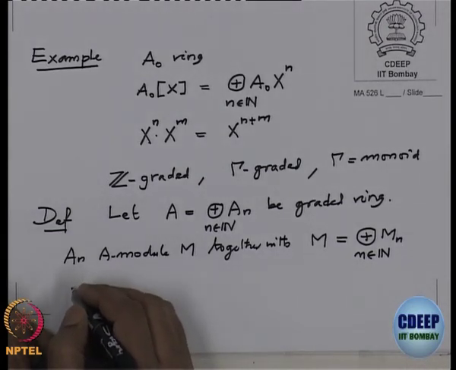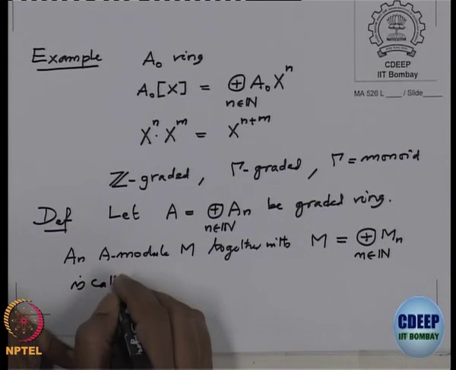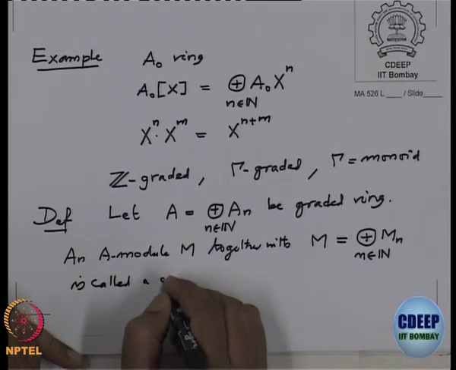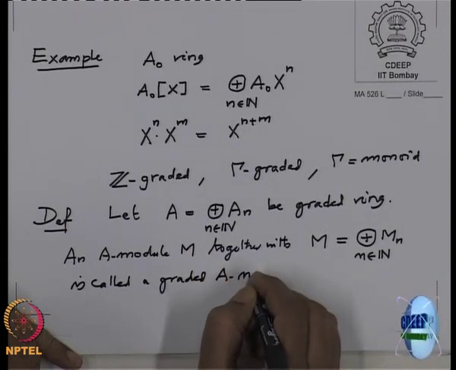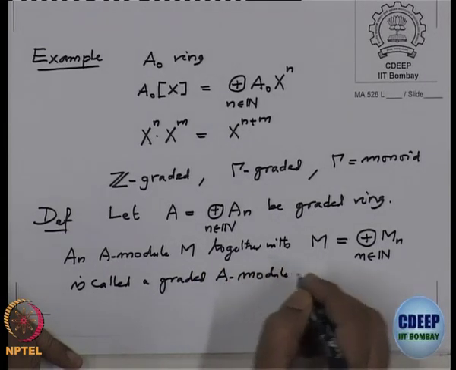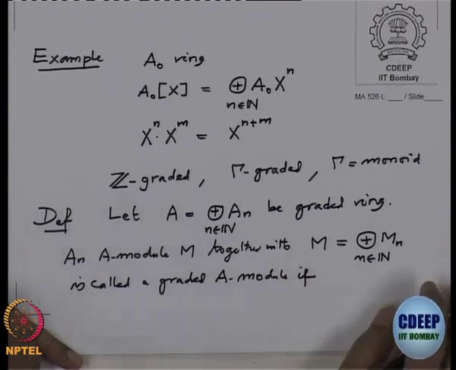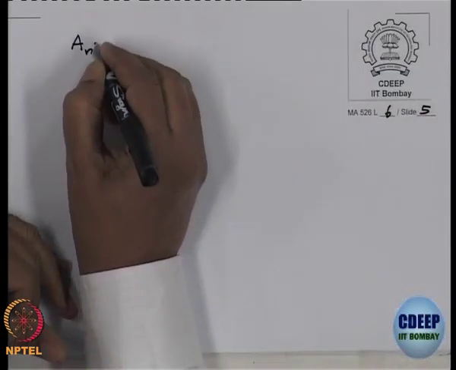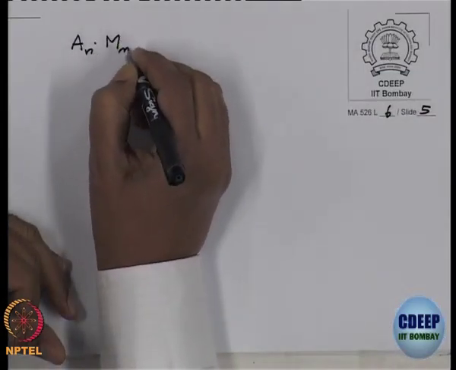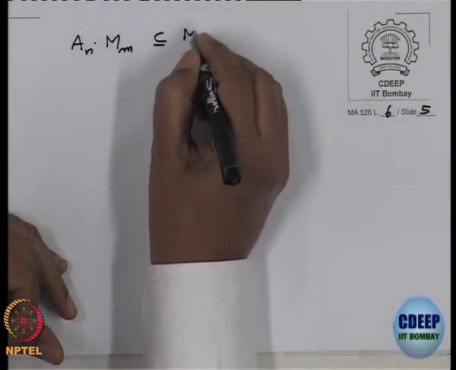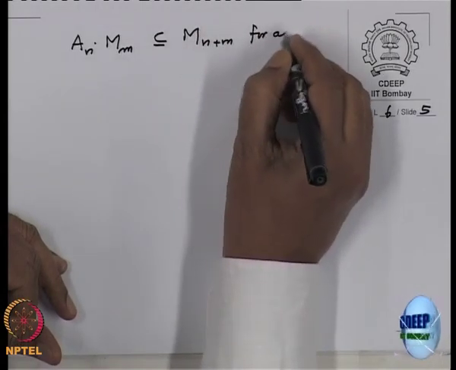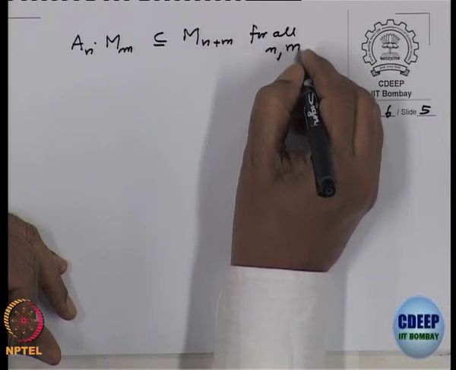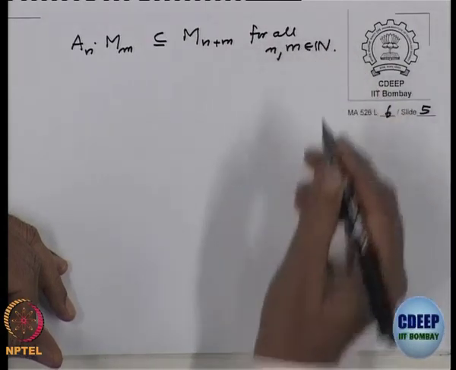Is called a graded A module if A_n times M_m should be contained in M_{n+m} for all n, m in natural numbers.